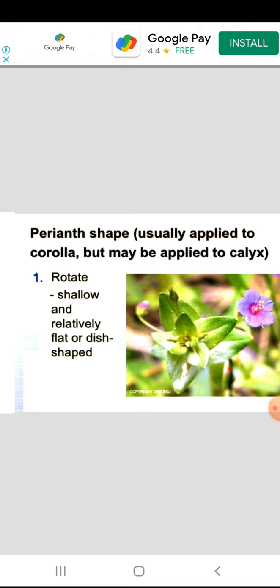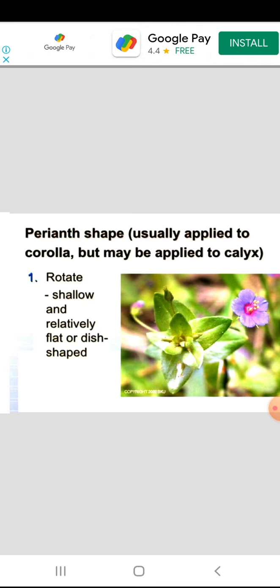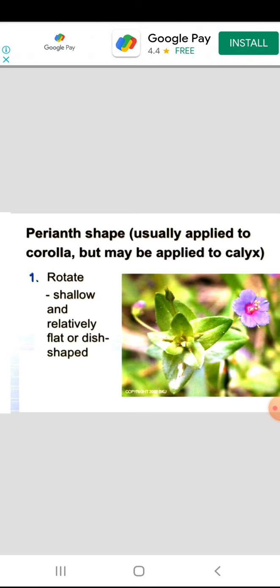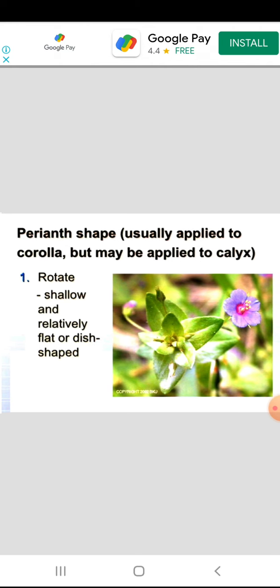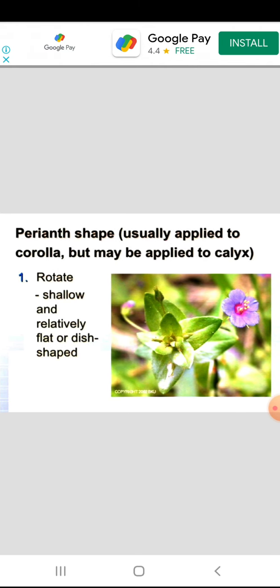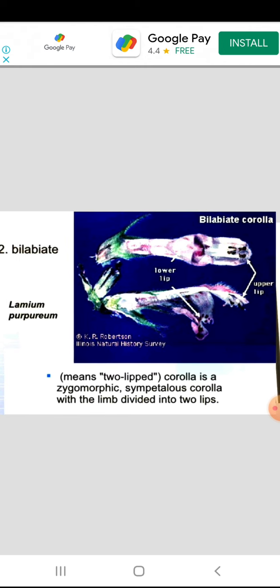Here, if all the sepals are united, the condition is gamosepalous, and if they are free, the condition is called polysepalous. Gamosepalous calyx is found in China rose, and polysepalous calyx is found in Brassica. Brassica means cabbage, the cabbage family. Next is bilabiate, meaning two-lipped: a zygomorphic sympetalous corolla with the limb divided into two lips.